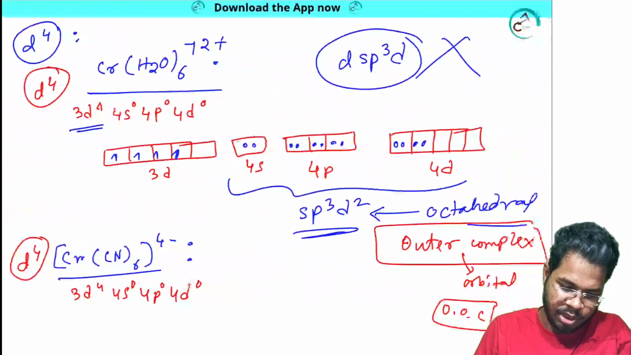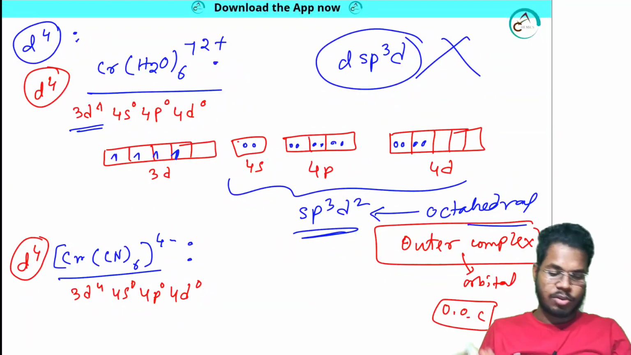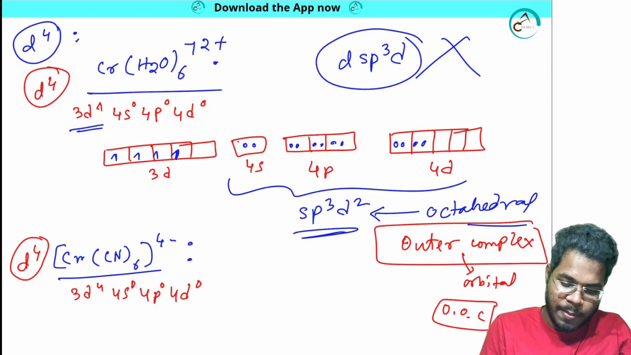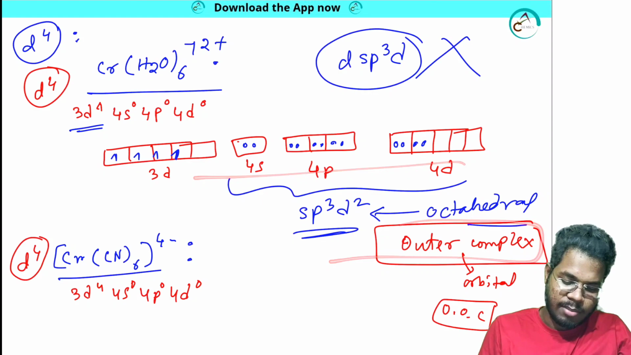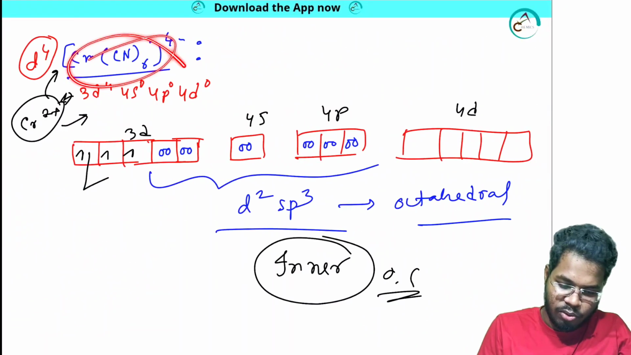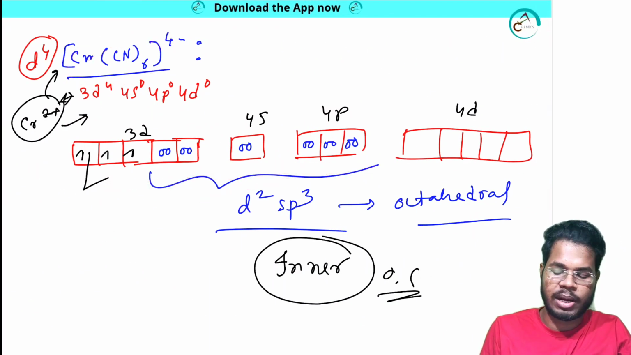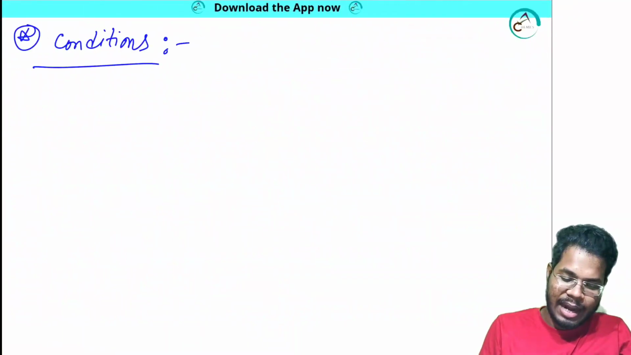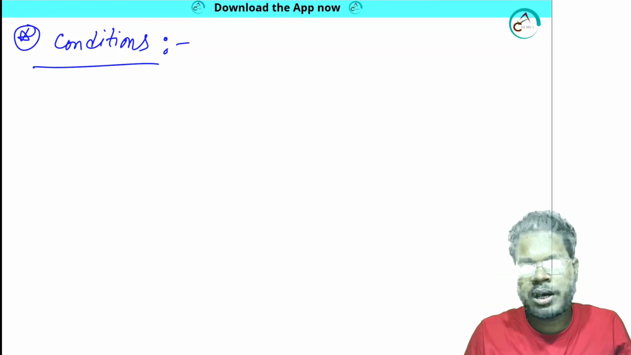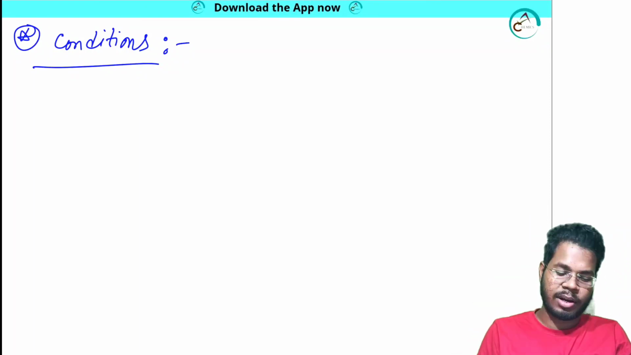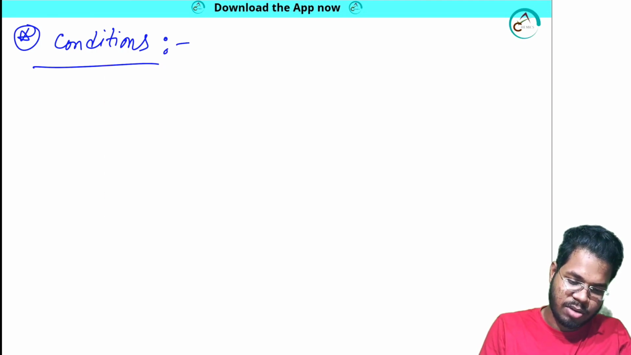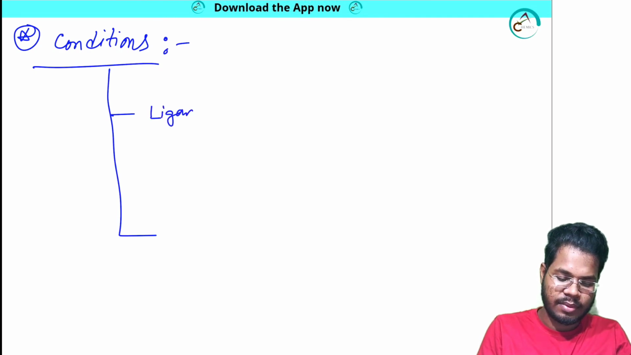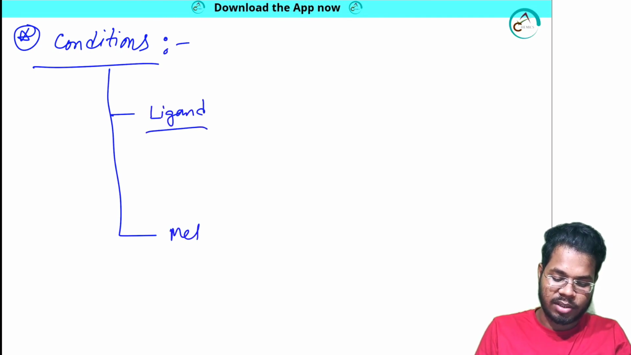D4 system. Now here you can see that when H2O ligand is present, we are getting an outer orbital complex. But when CN ligand is present, we are getting an inner orbital complex. That means there is something with the ligand, and how the ligand causes these outer and inner orbital complexes is our matter of discussion. So there will be two factors. First is the ligand factor. Second will be the metal factor.